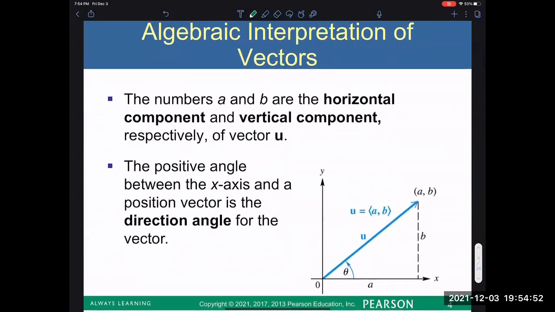And so we're pointing out that the numbers a and b are the horizontal component and the vertical component of the vector u. Since the vector now starts at the origin and finishes at AB, and A is the X coordinate and B is the Y coordinate of where it finishes, that means the point where it finishes has a height of the Y value B and a horizontal translation of A from the origin, which is the X value of the point.